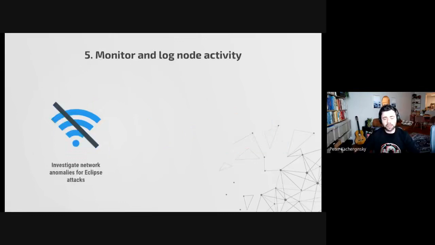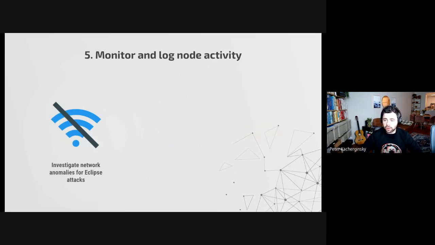Monitor and log node activity. So this one is probably the most interesting one, and there are a lot of things that you can do there. Anytime your node loses internet connectivity, make sure you do some basic verification. Is there something with BGP, or is my DNS going down? Am I under attack? Am I getting eclipsed? So make sure you investigate those.